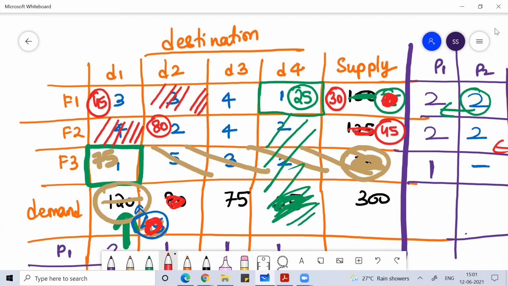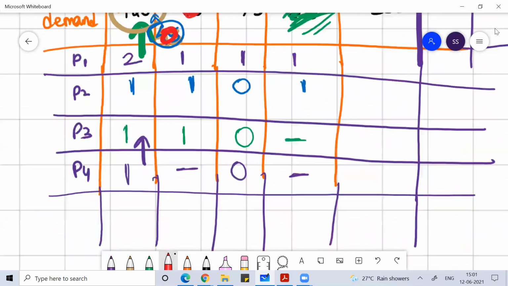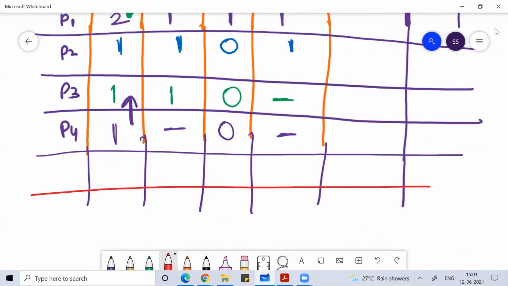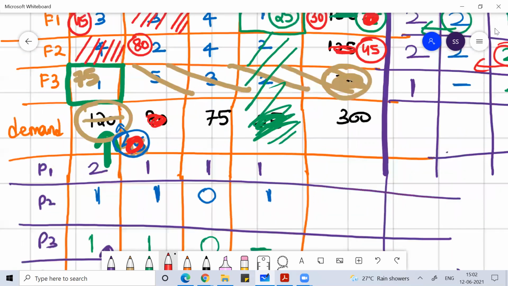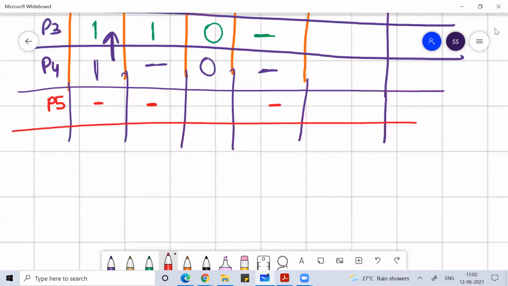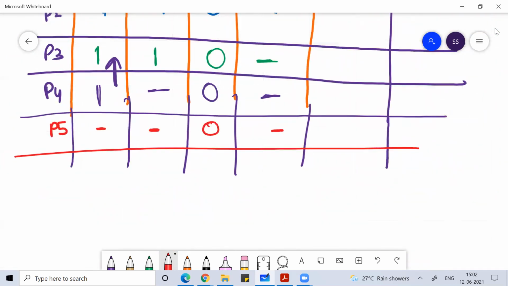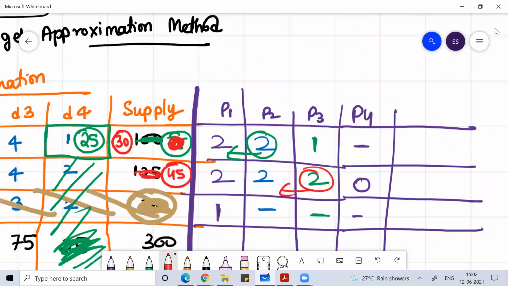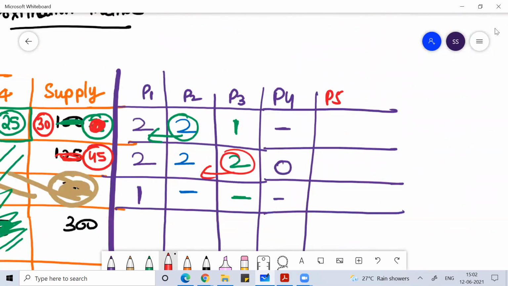Now if I go with P5, then this is exhausted. If this is exhausted, this we already did. Then the third column is 0 only. P5, here if you see row wise, this and this are already done.